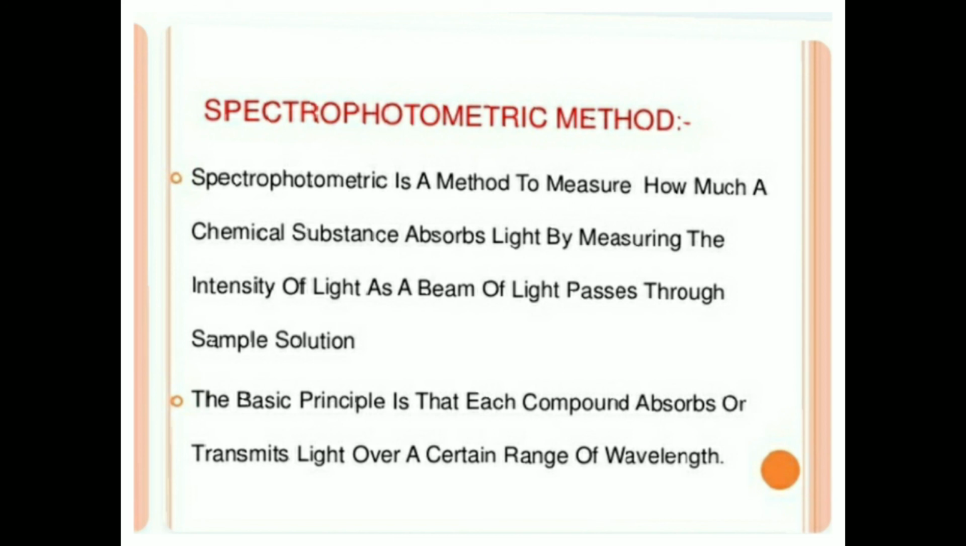Spectrophotometric method. The spectrophotometric method is a method to measure how much a chemical substance absorbs light by measuring the intensity of light as a beam of light passes through the sample solution. The basic principle is that each compound absorbs or transmits light over a certain range of wavelength.